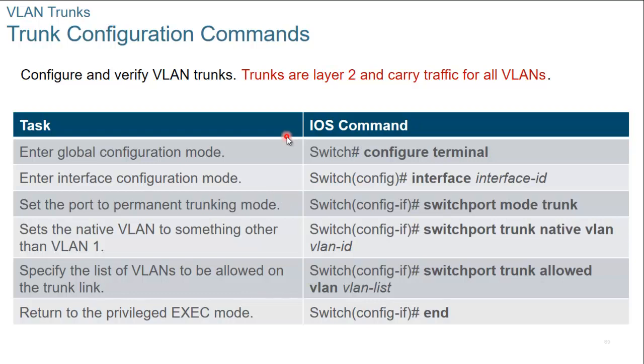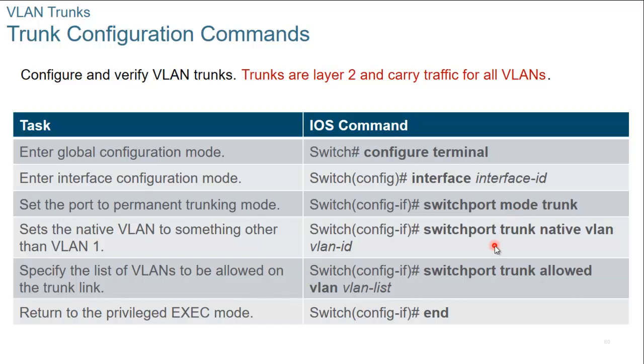And here is how you configure a trunk. You have to go into the global configuration mode with configure terminal and then set the interface that you want to be the trunk port. So interface, whatever interface it is, switchport mode trunk. Now in this case, when you do this command, switchport mode trunk, you set that port to a permanent trunking mode. It will not be an access mode anymore, it will be a trunk mode.